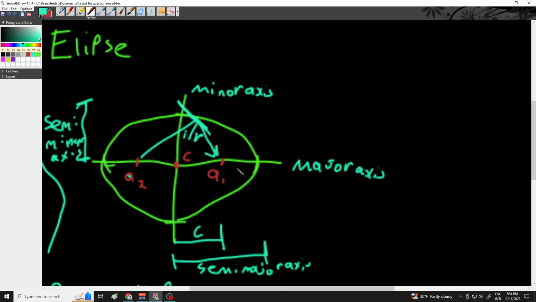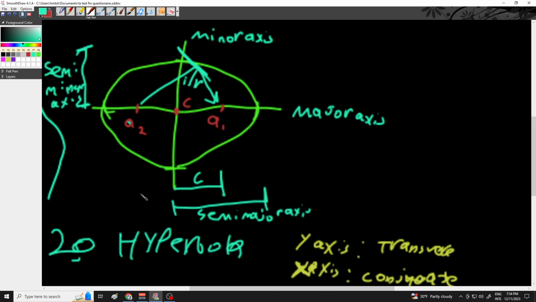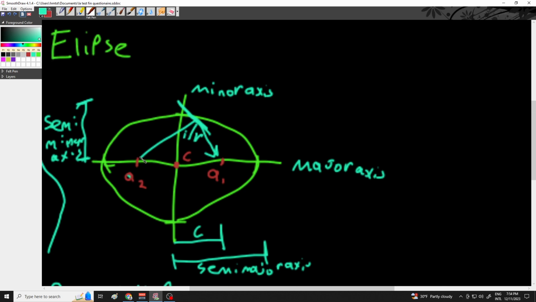The large side of the ellipse is called the major axis, and the smaller side is called the minor axis. Since the ellipse is really flat in this case, it's going to be larger on the x-axis, which is why it's called the major. The halfway point, if we start from halfway and go to one side, is called the semi-major axis. And if we start from the halfway point on the minor axis, that's called the semi-minor axis.